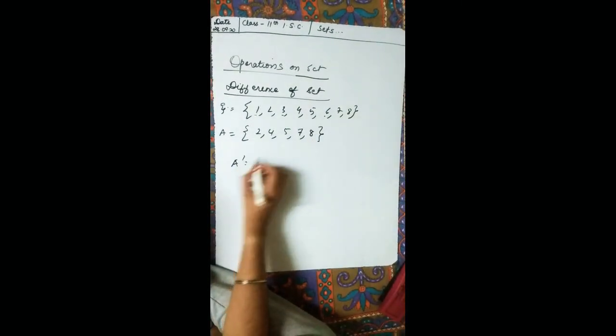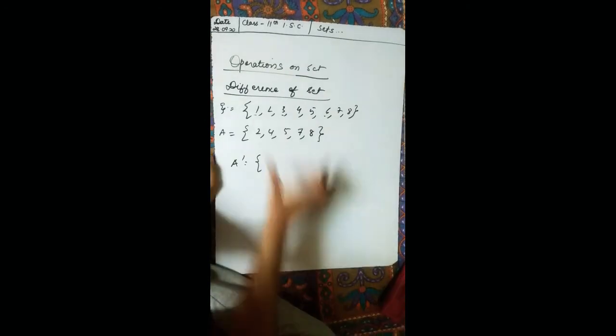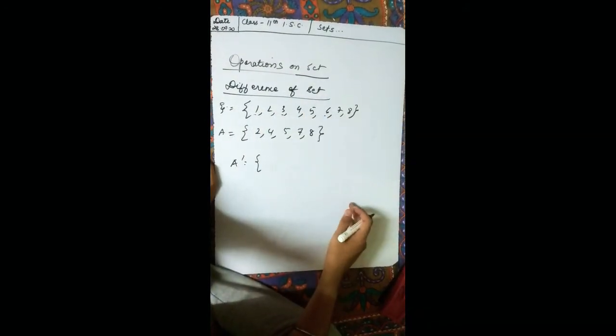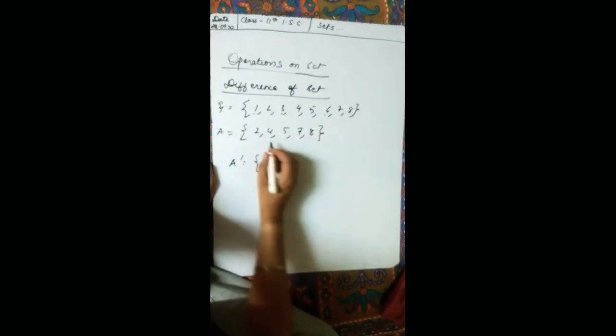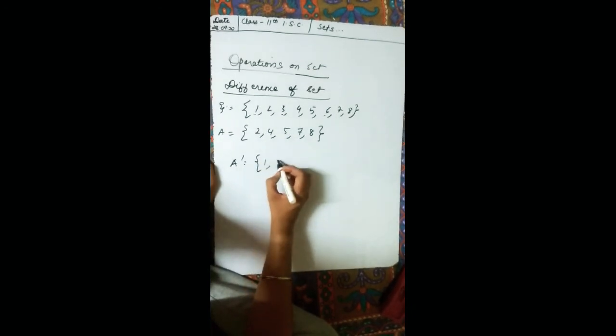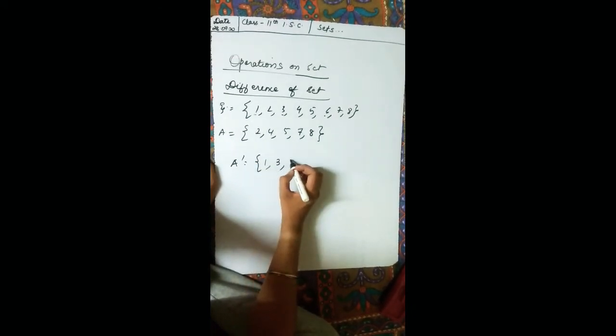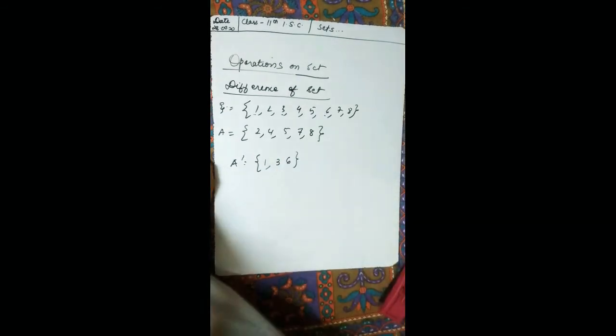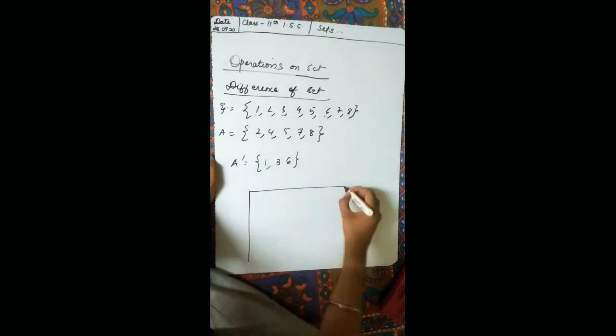What will be A complement? A complement will be, if this is your full universal set, so A complement will be 1, 3, and 6. Yeah, 1, 3 and 6 will be A complement. How? See.